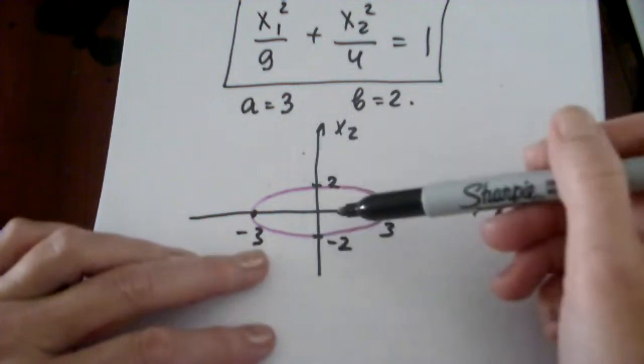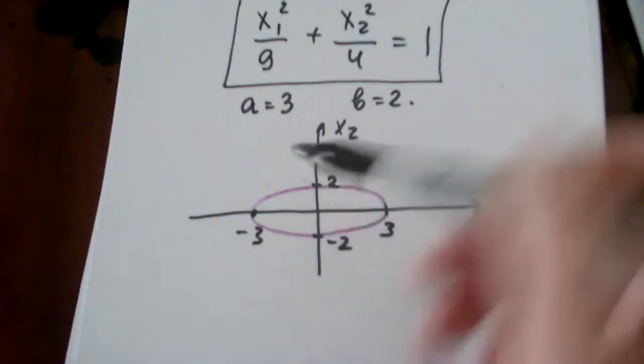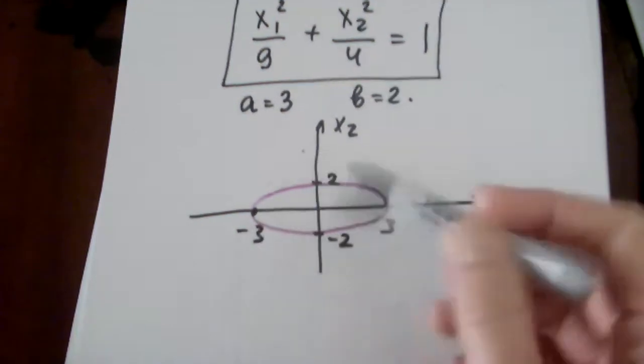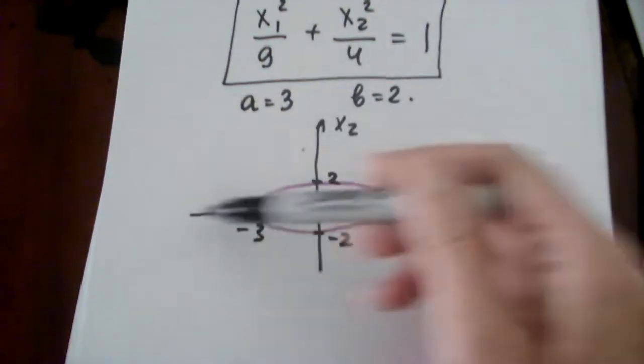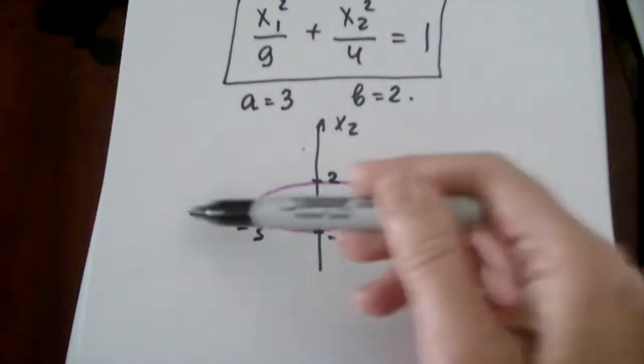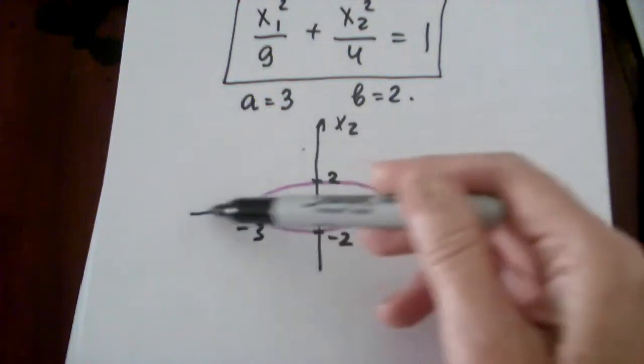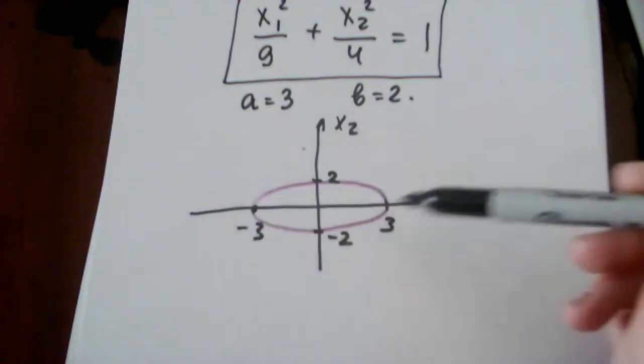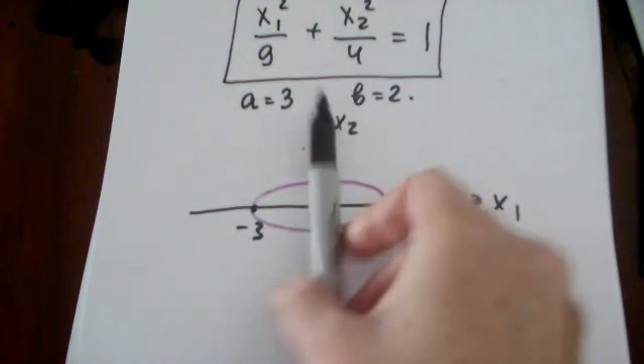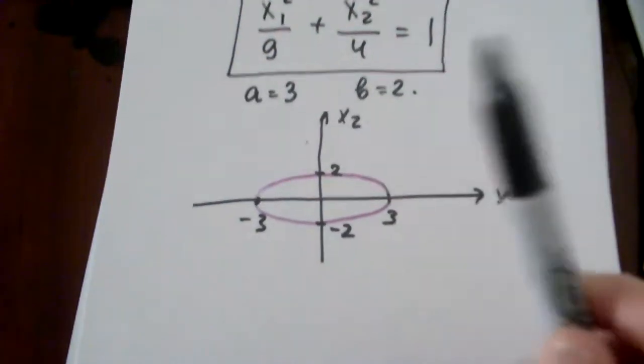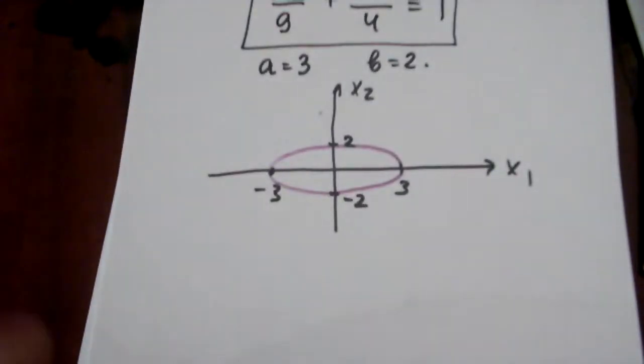if b is bigger than a, for example, of course. But it doesn't matter. The main thing is that these coordinate axes, x1, x2, are always axes of symmetry for this ellipse. The ellipse is symmetrical in relation to these coordinate axes. Okay, so it was pretty easy.